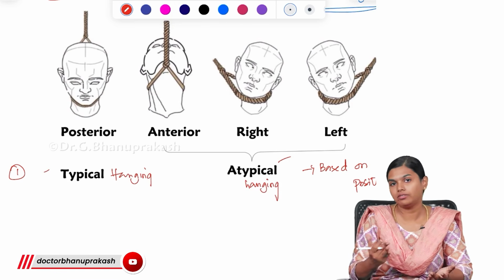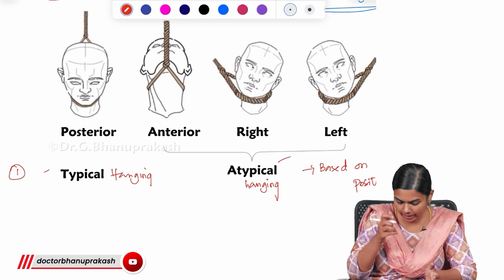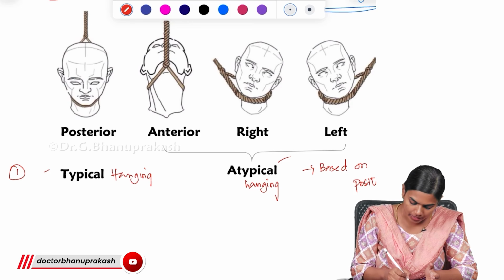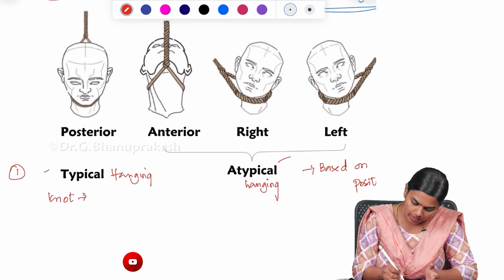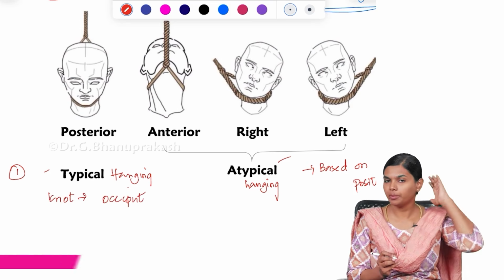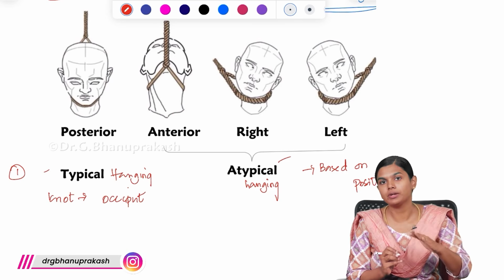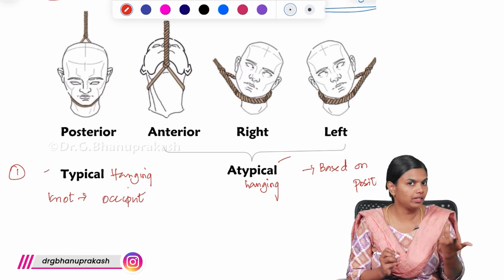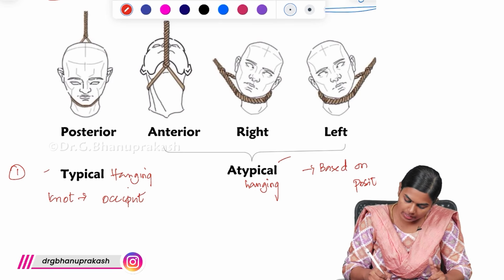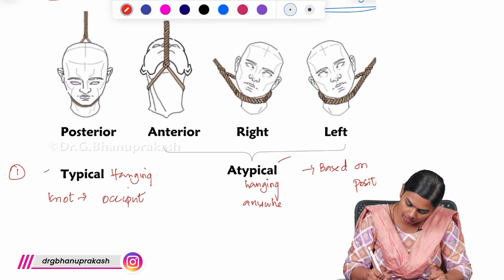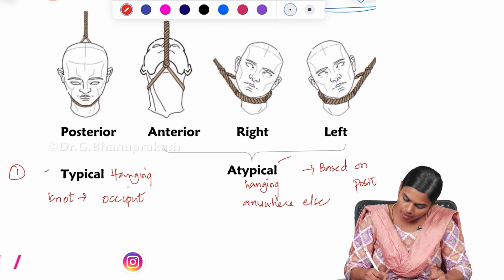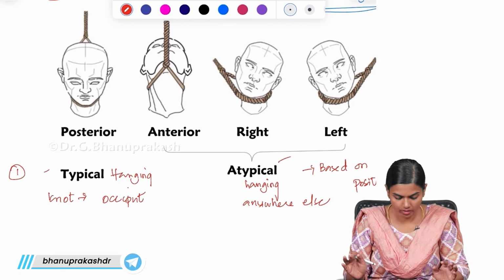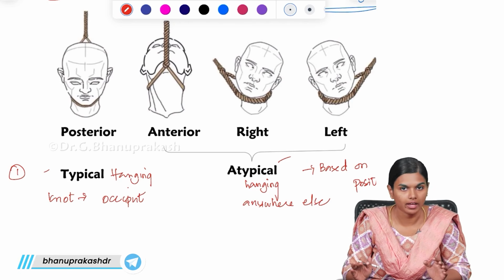What differs between these two is that in typical hanging, the knot will be at the level of the occiput. So it will be present over your occiput. If it is present over there, it is a typical hanging. And if it is present anywhere else apart from your occiput, we call it atypical hanging. So this is the main type of hanging.